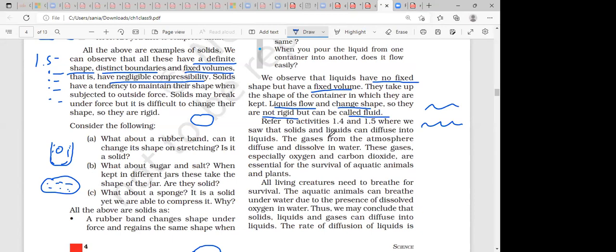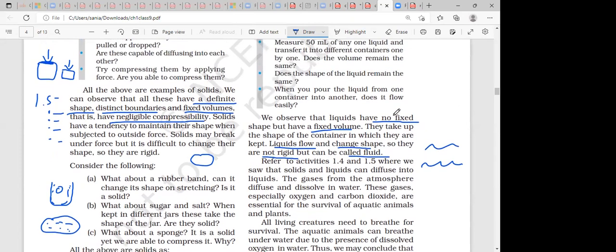So you are going to write: second, liquid. Then: no fixed shape, fixed volume, liquids flow, change shape, not rigid, and are called fluids.